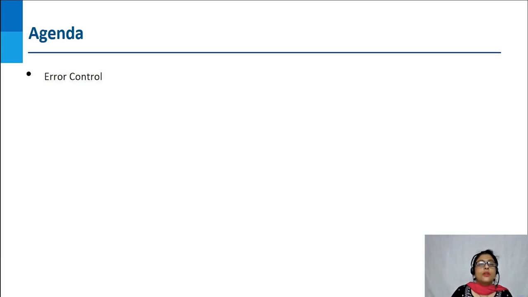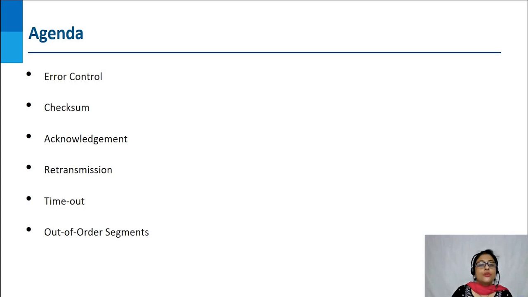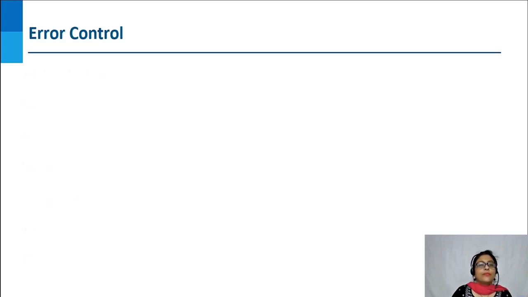We will be touching upon the error control, then checksum, after that acknowledgement, then retransmission, then timeout, after that out of order segments. Then I will give some example scenarios of error control mechanisms of TCP.